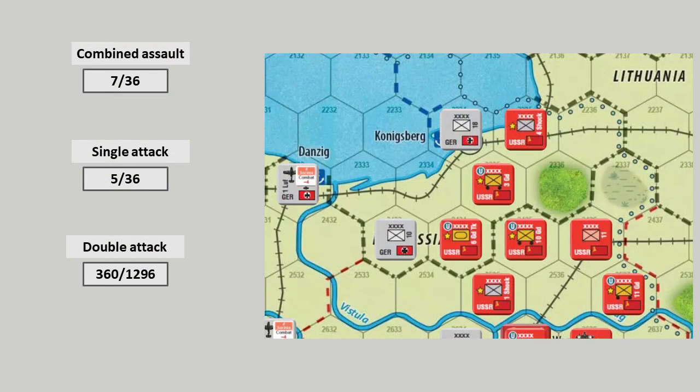And here are our 3 scenarios. A combined assault has a 7 in 36 chance of getting the unit out of Königsberg. Withdrawing units to allow a retreat path and then launching a single attack has a 5 in 36 chance. The double attack has a 360 in 1296 chance. How does that compare? Well, remember, 1296 is 36 times 36. So divide the 360 by 36, and that's 10. In other words, the double attack is by far the best chance of removing the Königsberg unit, which is the thing that you're trying to do.